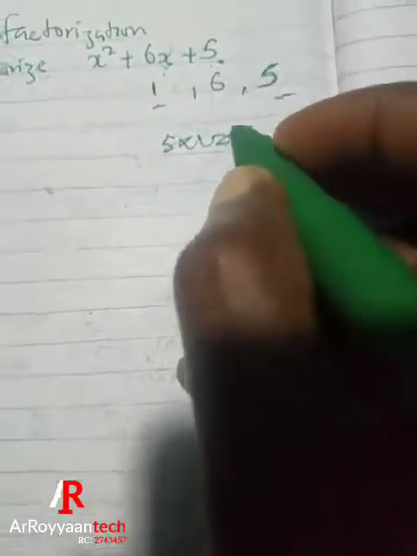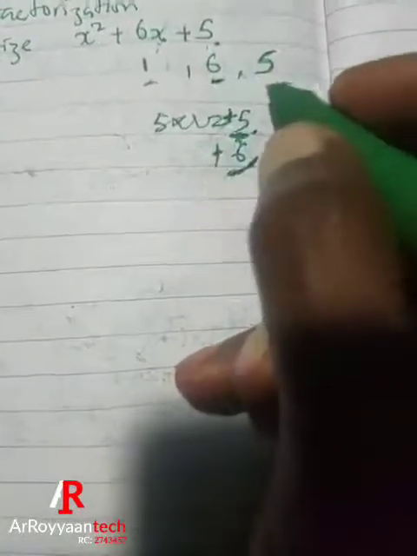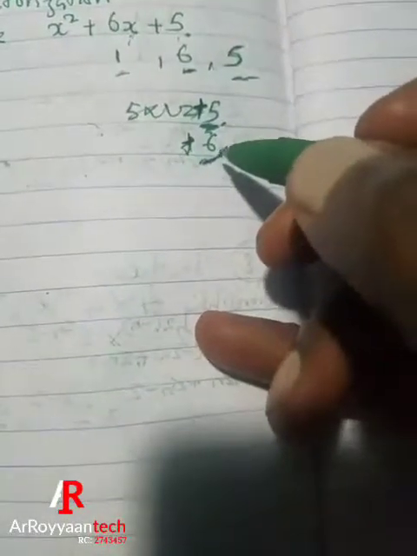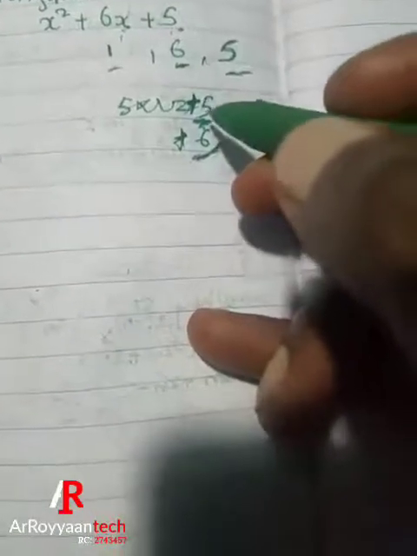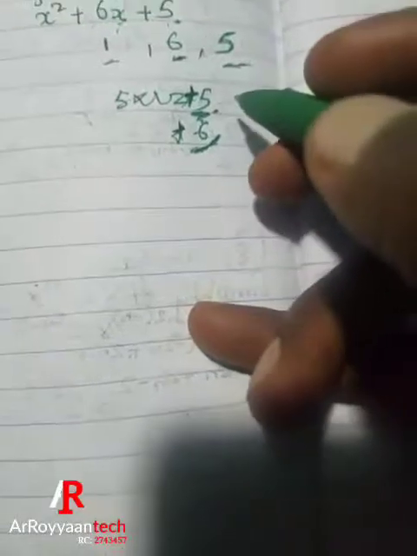Actually, it's not an ordinary 5, that's plus 5. You have to take note of the sign at the back. Since it's 6 and 5, by default the sign at the back is positive. So if we add both numbers, we get plus 6, and if we multiply them, we get plus 5.